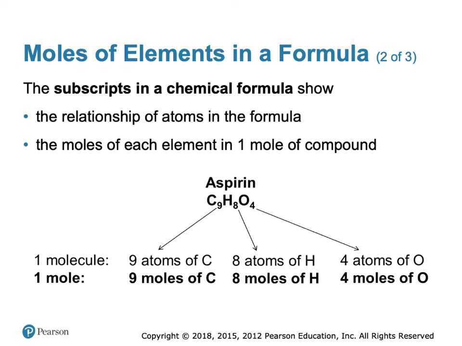So, in 1 molecule of aspirin, we have 9 atoms of carbon, 8 atoms of hydrogen, and 4 atoms of oxygen. In 1 mole of aspirin, there are 9 moles of carbon, 8 moles of hydrogen, and 4 moles of oxygen. We can use this relationship to write new conversion factors.